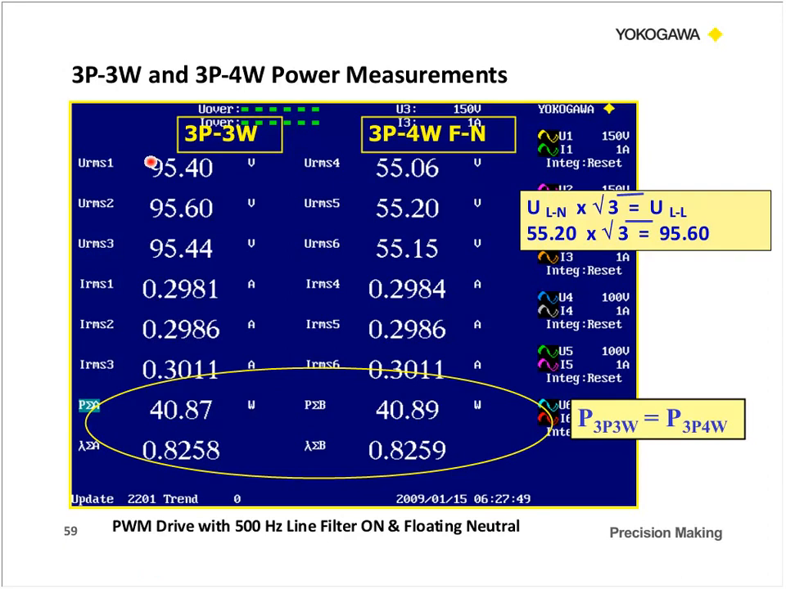So if we make the measurements here with a three-phase, three-wire and a three-phase, four-wire floating neutral, I got around 55 volts line to neutral, and I got line to line at 95. Going back, my line to neutral voltage times square root of 3 will give the line to line, and that works out just about right. We look at the power down here, and it comes out basically the same, three-phase, three-wire versus three-phase, four-wire floating neutral.